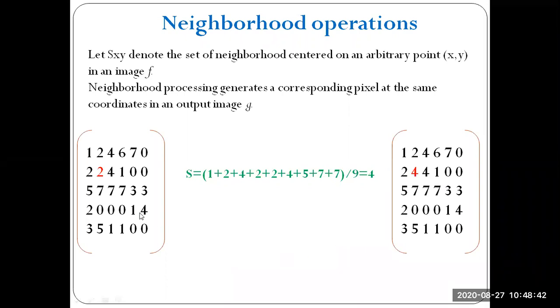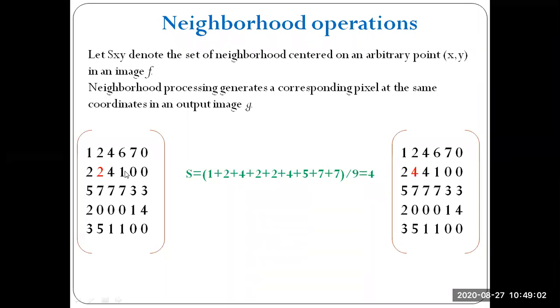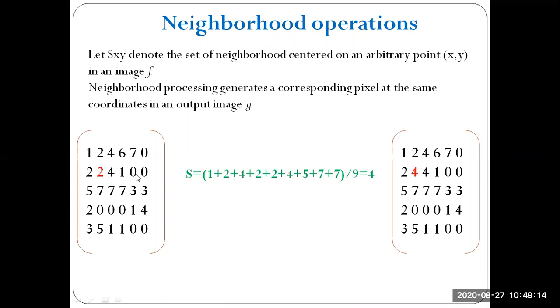Suppose we want to move the set with values 6 7 0, 1 0 0, 7 3 3. In this case, the 0 is the center pixel. What are the remaining? 6 7 0 is neighborhood, 1 0 0 is neighborhood, 7 3 3 also neighborhood. So in that case, 6 plus 7 plus 0, 1 plus 0 plus 0, 7 plus 3 plus 3. By adding these 9 elements and dividing by 9, you will get a different intensity value, and this 0 is replaced with another new pixel value, right?